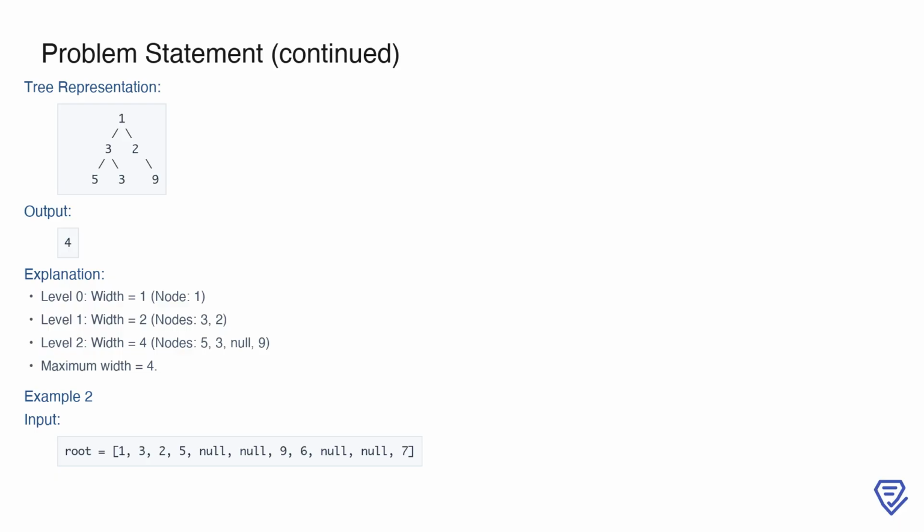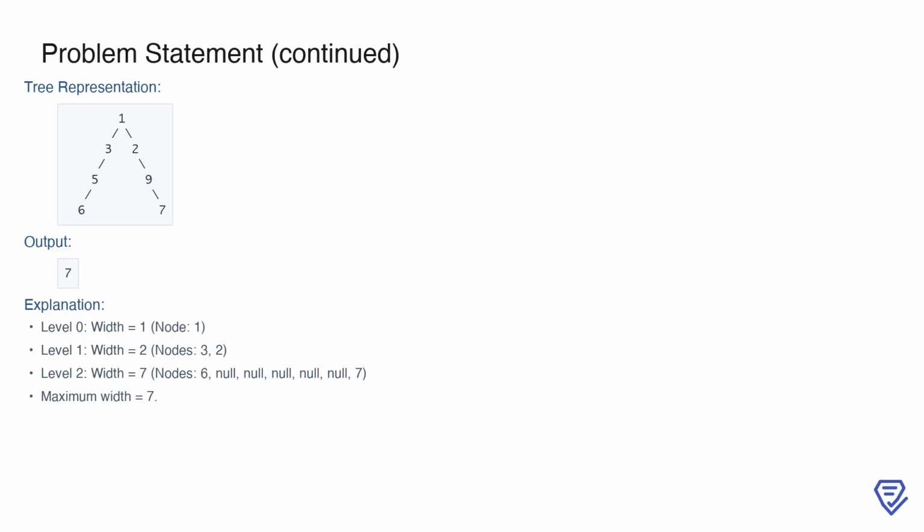Here's why. At level 0, the width is 1 because there's only the root node. At level 1, the width is 2, as there are two nodes, 3 and 2. At level 2, the width is 4 because, when you count from the leftmost node to the rightmost node, you include 5, 3, a null node, and 9. The maximum width across all levels is 4, which is our answer.